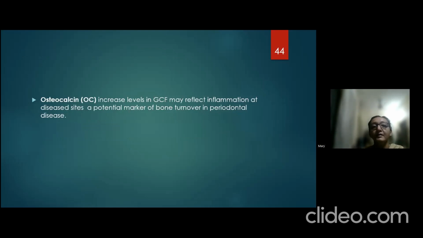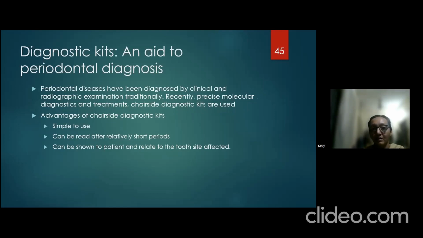Osteocalcin. Here again, the increase reflects the degree of inflammation at the disease site, and it's a potential marker of bone turnover in periodontal disease. So we have gone through a number of biomarkers, and these biomarkers have been used in diagnostic kits, which are an aid to periodontal diagnosis recently. A lot of improvement has been made in the field of research of these biomarkers, and these have helped us to diagnose periodontal disease using chairside diagnostic kits.